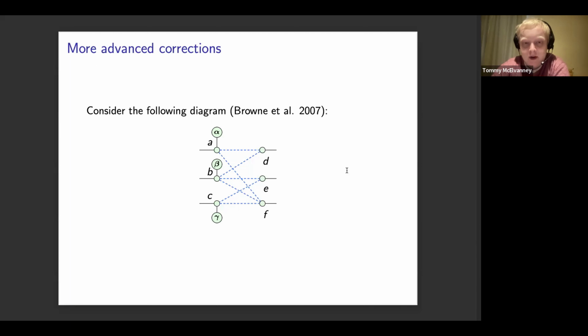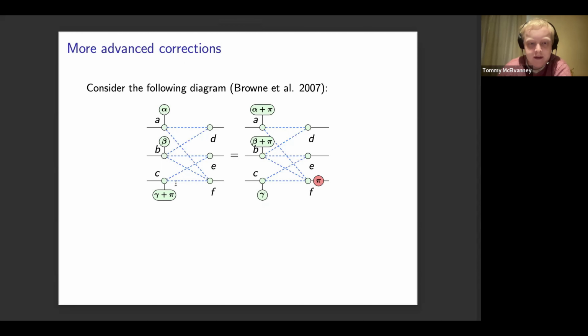So for example, say we corrected A on D, B on E, and then we're trying to correct C on F. Well, we get some error on C, we push it through to F, but we also get pi's on B and A, which, because we said we're doing A and B before C, this isn't wanted.